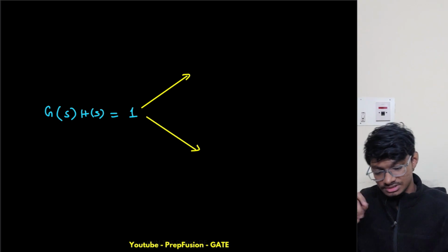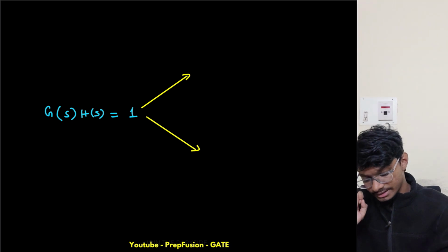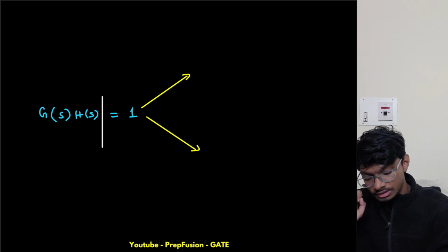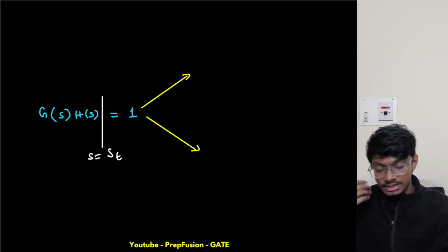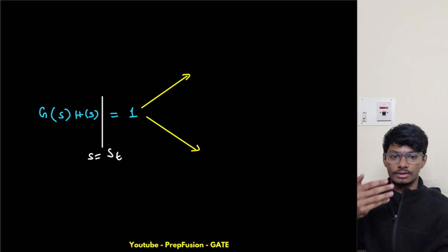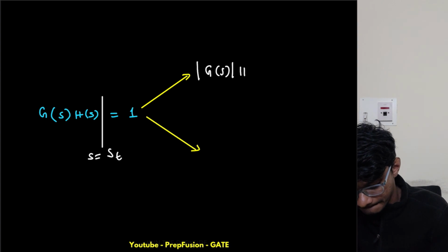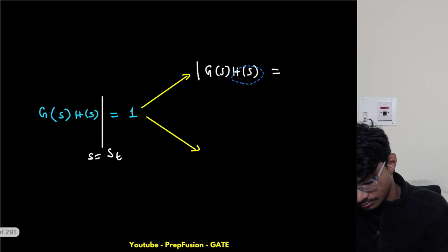So what is the magnitude condition? Any test point that I take, let's say s equals st, for it to lie on my root locus has to satisfy this condition, that G of st into H of st equals 1. So the magnitude of my OLTF should be equal to 1.